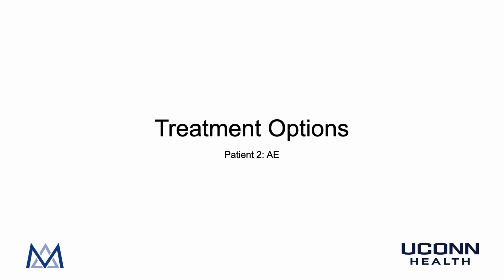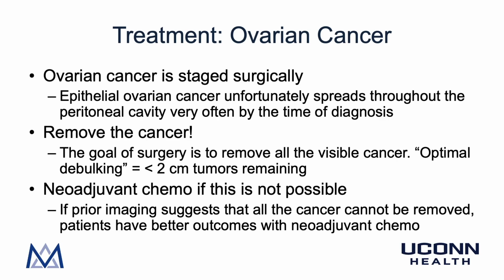Okay, now let's move on to the treatment options for our patient AE. Again, our patient AE presented with a 3-month history of abdominal bloating, pelvic pain, and swelling in her pelvis. She was found to have a palpable adnexal mass, which was concerning on ultrasound for malignancy, and she had a severely elevated CA-125. Let's take a look and see what treatment options we would want to discuss with her. In this slide, we will briefly review the overview of treatment of ovarian cancer.